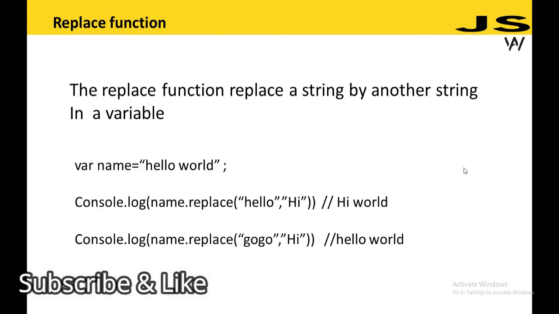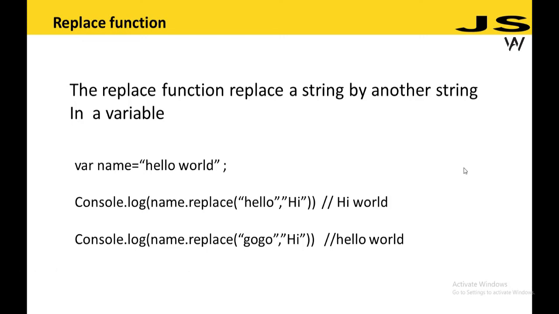So I have this variable hello world, a very basic variable, and I want to change the word hello. The variable name contains hello world. I want to change the word hello to hi. So now the variable name will be hi world. Okay, so if I console log name dot replace hello by hi, the result will be hi world.